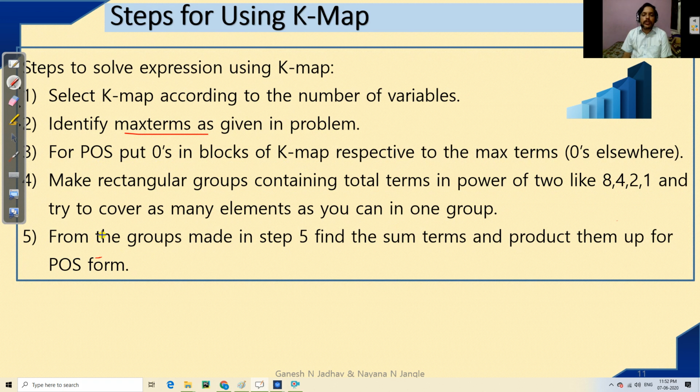From the groups made in step 5, the sum terms are then multiplied together in the POS form. We have to first sum them and then product them. So that is called the POS structure.